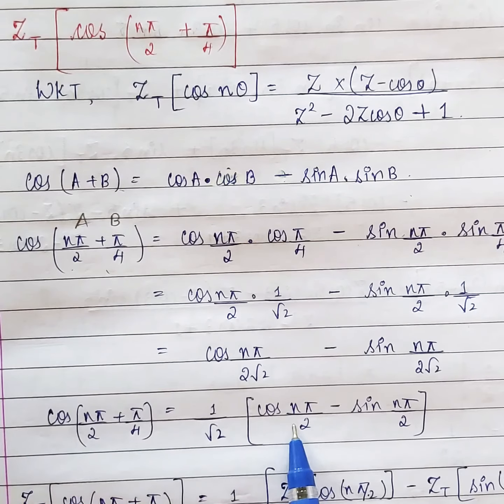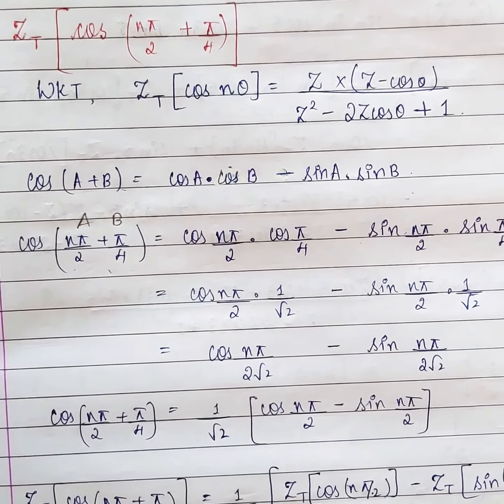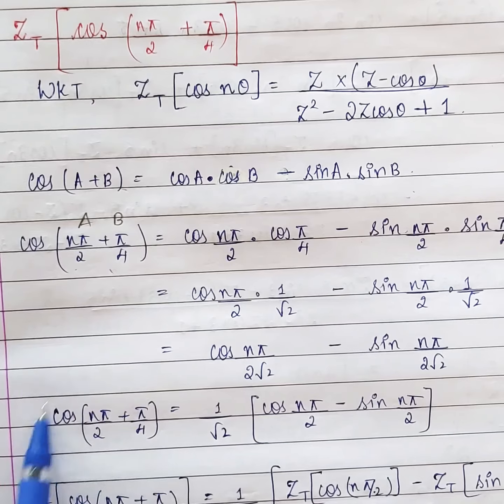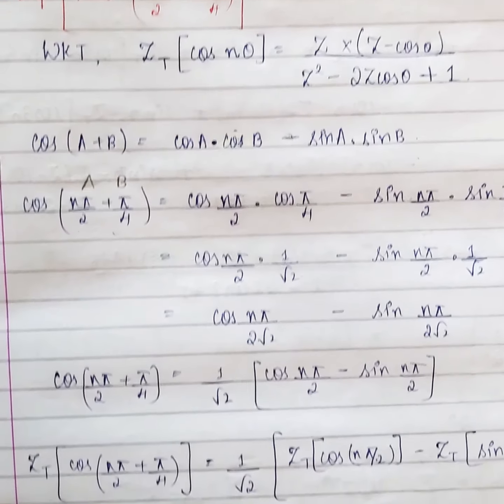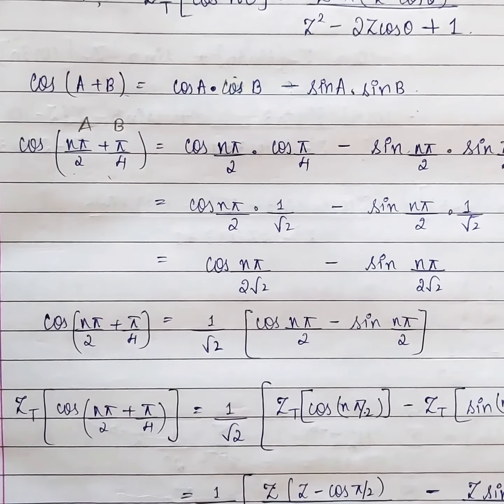And we are getting cos n pi by 2 minus sin n pi by 2. So now we have simplified this. It's easy for us to apply Z transform now. Okay, so applying Z transform on both sides, we get this.